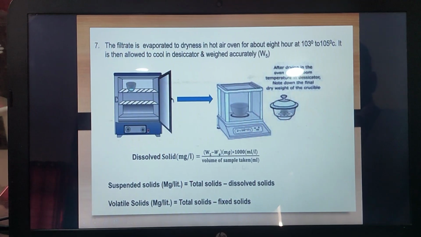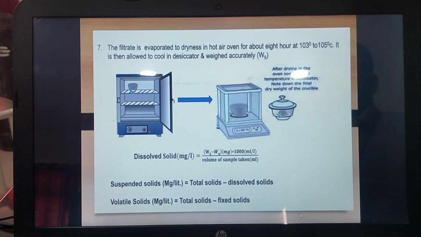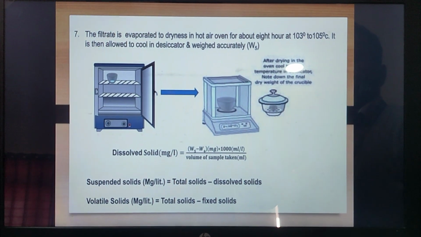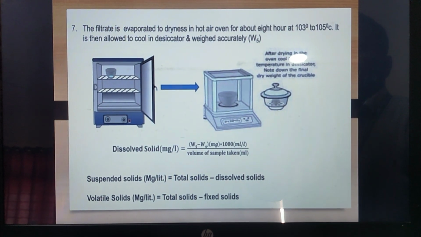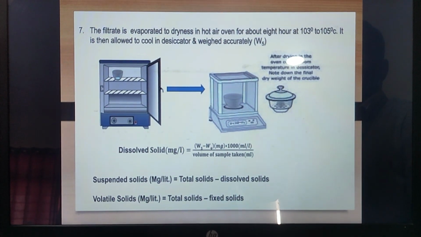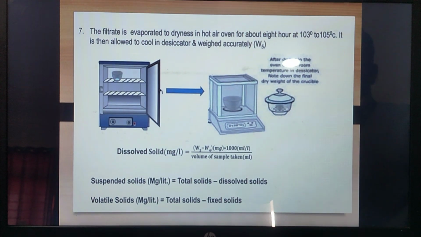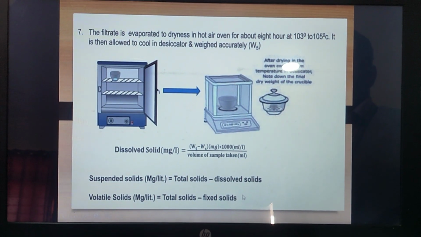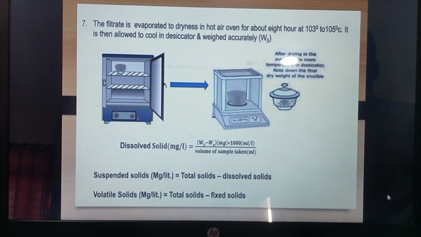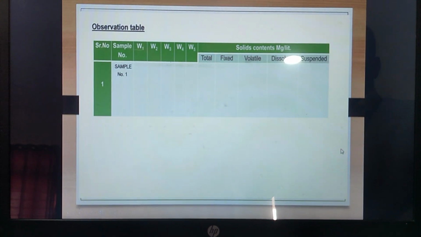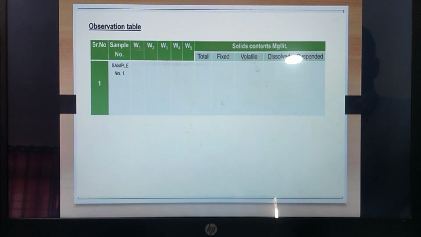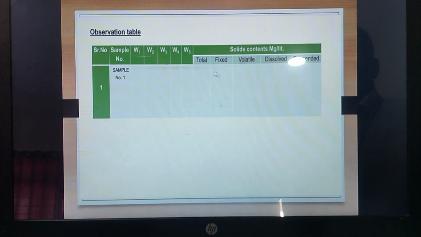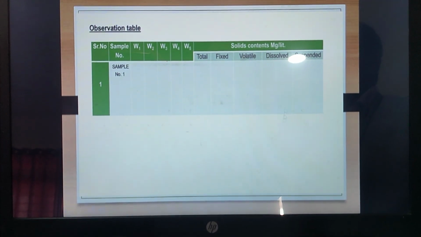W5 minus W4 divided by the volume of sample taken gives the dissolved solids. Suspended solids can be identified by total solids minus dissolved solids, and volatile solids by total solids minus fixed solids. We have already identified the total solids, dissolved solids and fixed solids, and based on those we can identify the suspended solids and volatile solids. Take down the W1, W2, W3, W4, W5 readings, and based on the calculation we can find total, fixed, volatile, dissolved and suspended solids in milligram per liter.